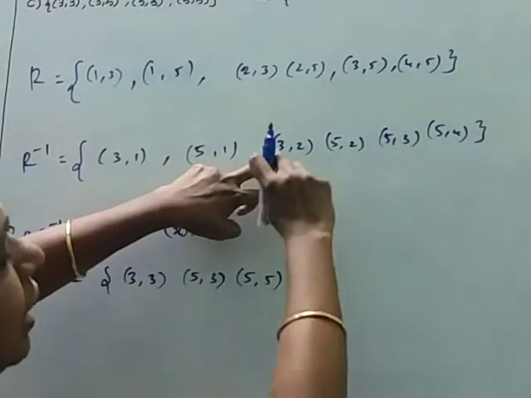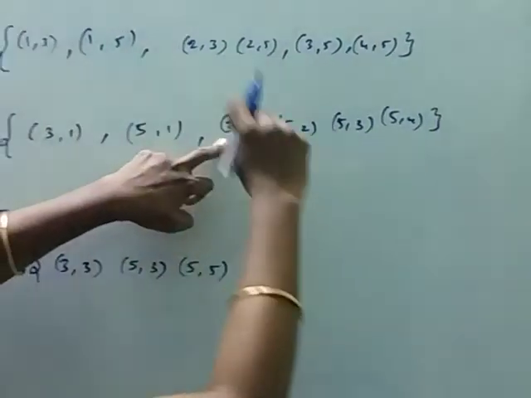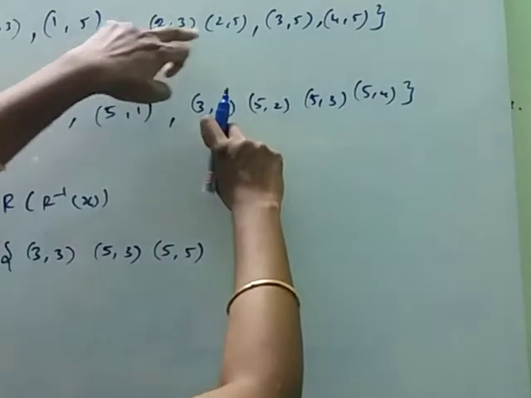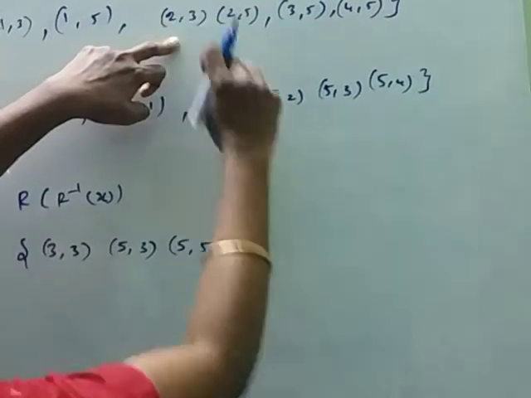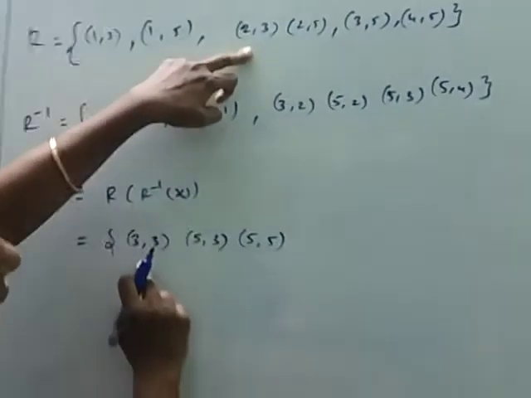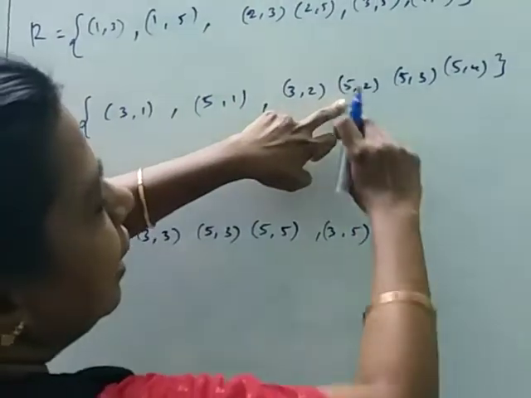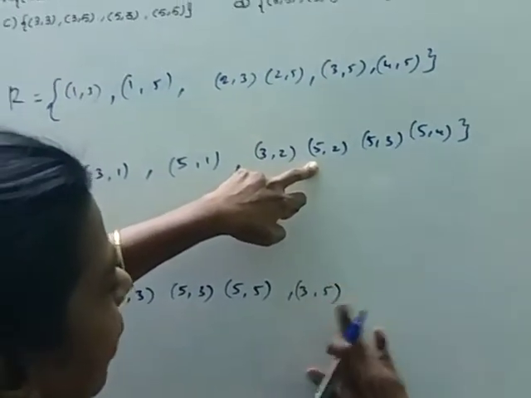So next, image of 3 under that R inverse is equal to 2. You are having 2 images here, that is 3 and 5. So same thing, 3 comma 3, 3 comma 5. Already you have written 3 comma 3. So you are going to write only the 3 comma 5. Okay ma? And image of 5 under that R inverse is 2.